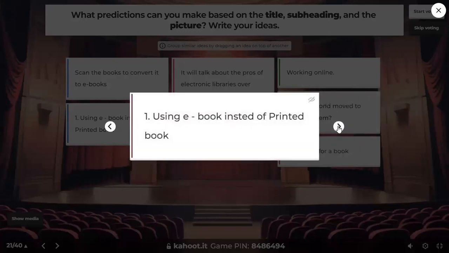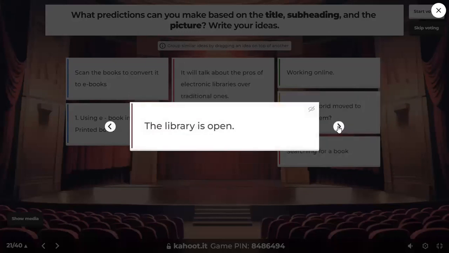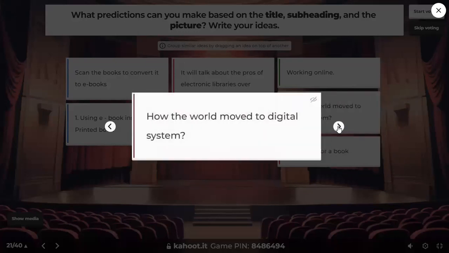Now, using ebooks instead of printed books. Yeah, this is fine. The library is open. No, you can go. What are you waiting for? Okay, the library is open.